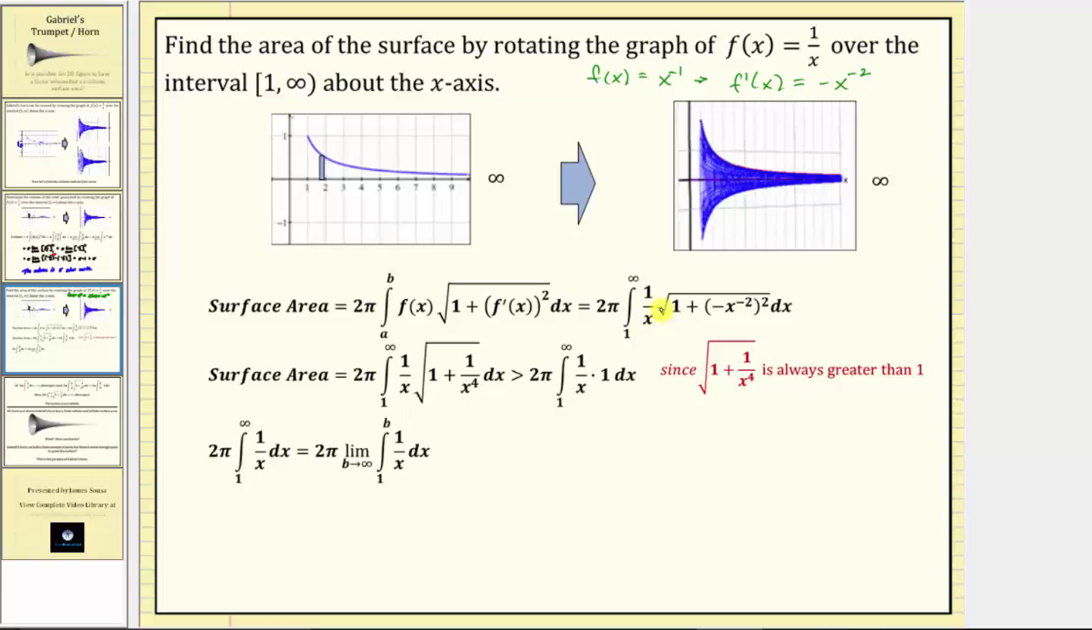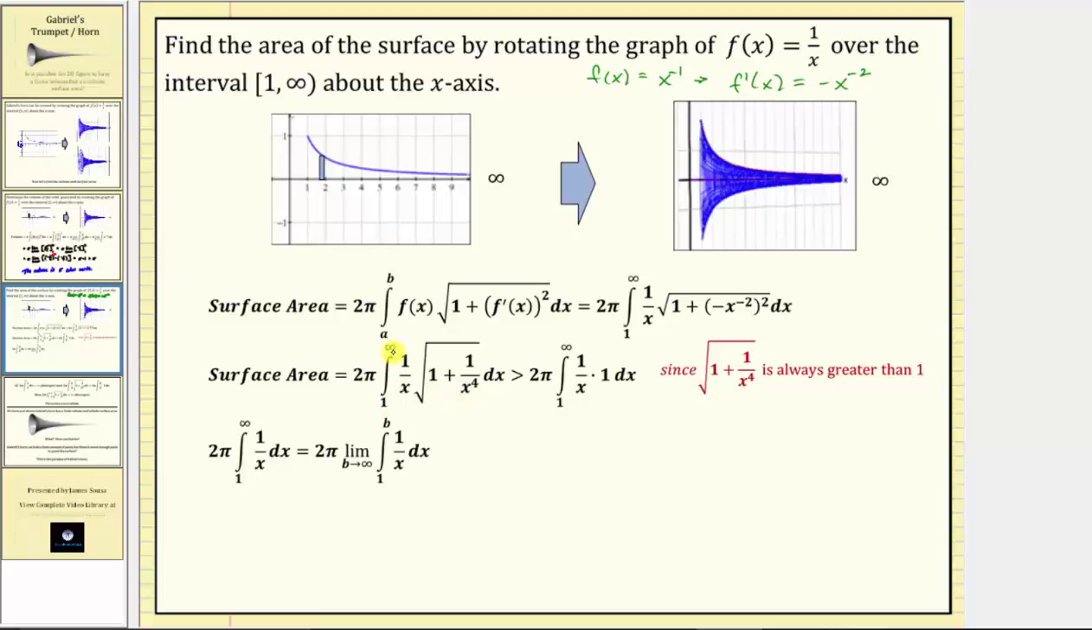x times the square root of the quantity 1 plus the square of negative x raised to the power of negative 2. Now if we square negative x raised to the power of negative 2, that gives us x raised to the power of negative 4, which is equivalent to 1 divided by x to the fourth. This improper integral is difficult to evaluate, so what we're going to do at this point is compare this to an integral that's much easier to evaluate.